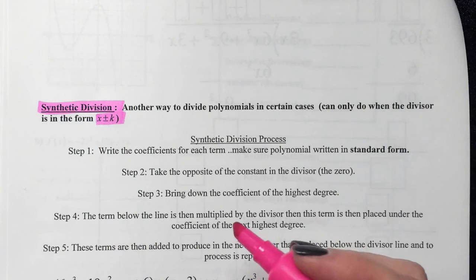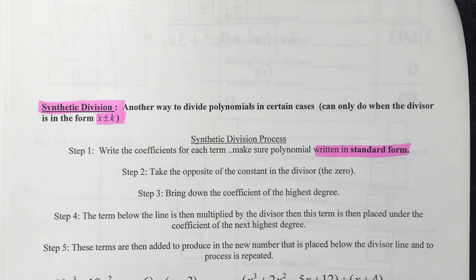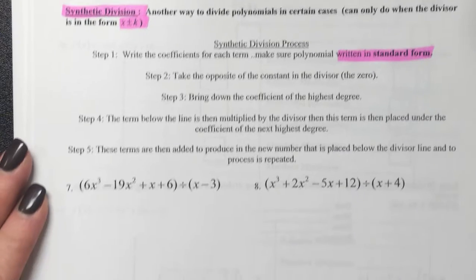First of all, you want to write the coefficients for each term, and again, you want to make sure the polynomial is written in standard form. When we say standard form, remember, it has to be with the largest exponent for x coming first, and each exponent needs to be represented in descending order. That means you may need to have a placeholder of 0 if you need to.